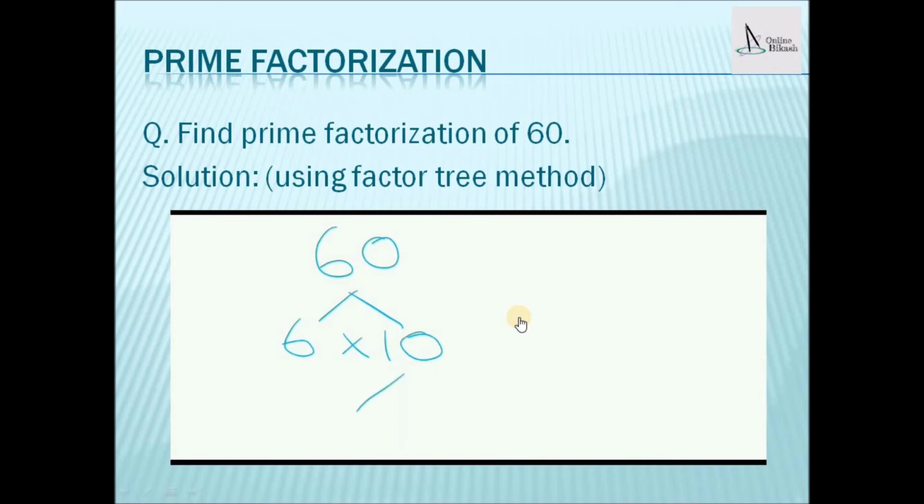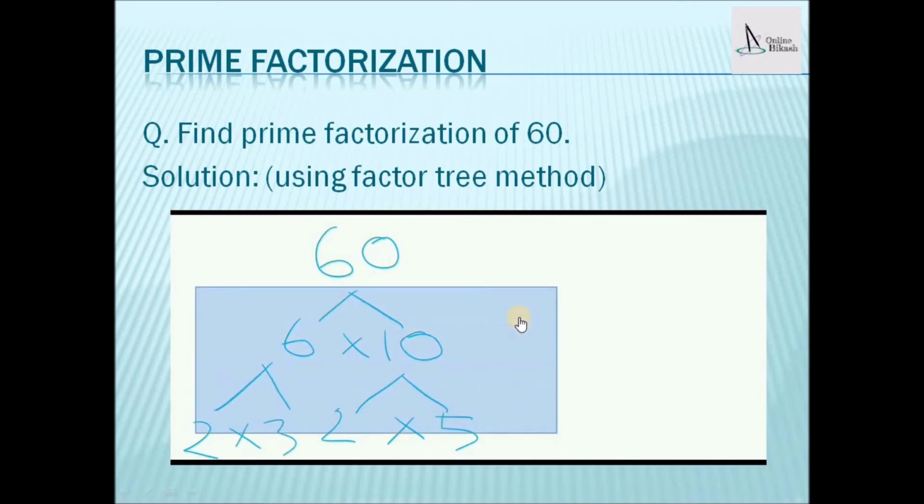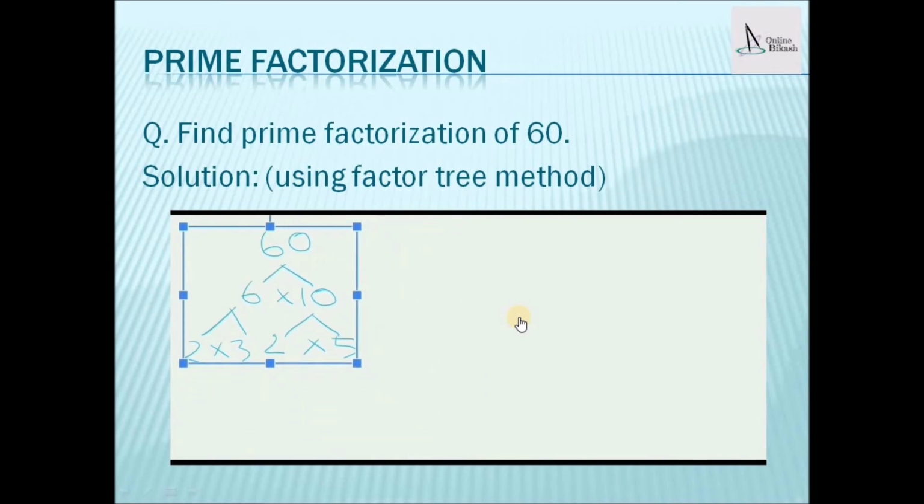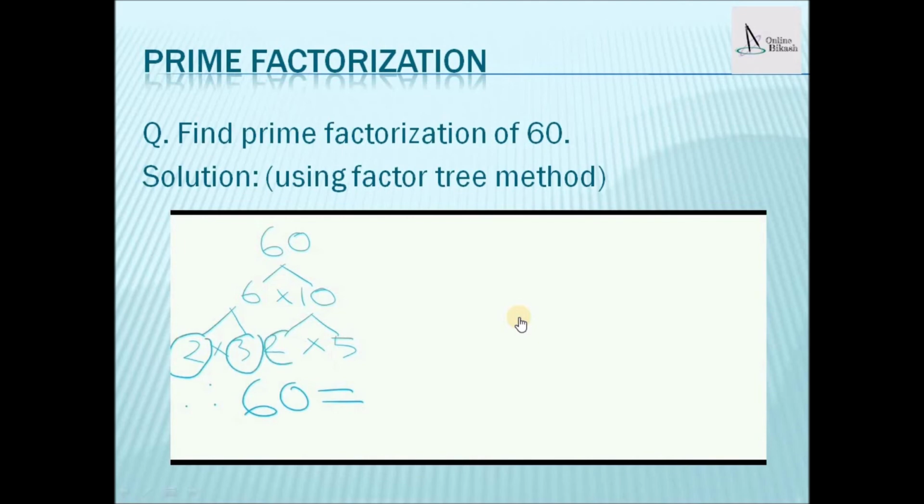This 10 can be broken into 2 into 5, and this 6 can be broken into 2 into 3. Okay, let us make it smaller. So therefore 60 is equal to, we will write what? This 2, this 3, this 2, this 5, since they are prime numbers. Okay, we will write them 2 into 2 into 3 into 5.